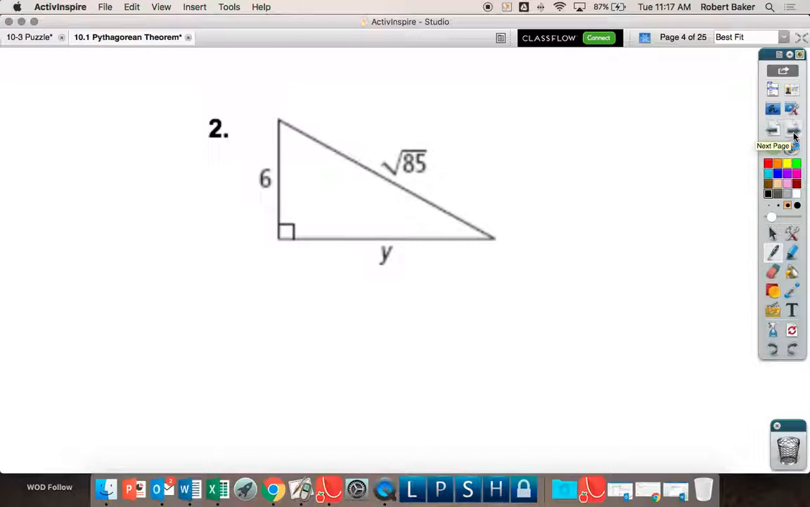Is it a right triangle? Yes. Do I have 3 side lengths listed? Yes. 6, the square root of 85, and y. There's 3 of them there. Yeah, they're not numbers, but they're all listed.